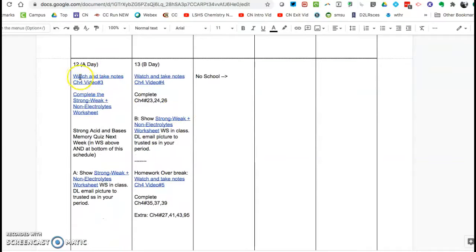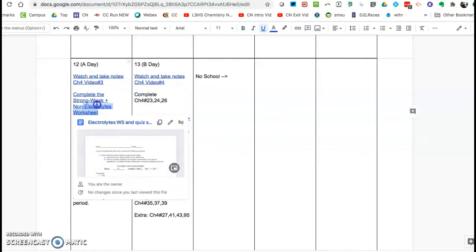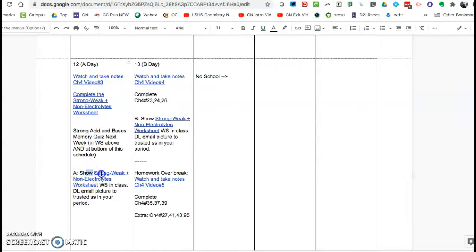Then on Monday, take notes for video 3. Do the strong, weak, and non-electrolytes worksheet. If you're in class, if you're an A-day person, then show your completed strong, weak, and non-electrolytes in class to earn credit. And then make sure that you memorized your strong acids and your strong bases, which are at the bottom of this schedule and also in the worksheet above.